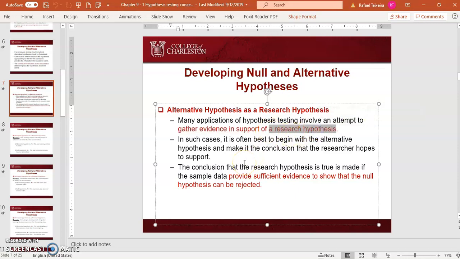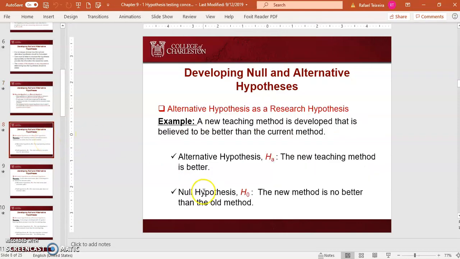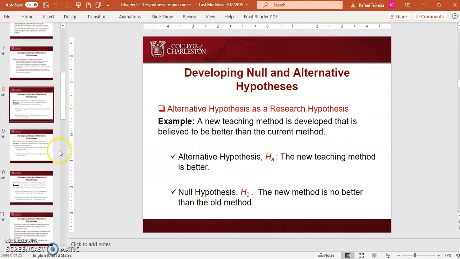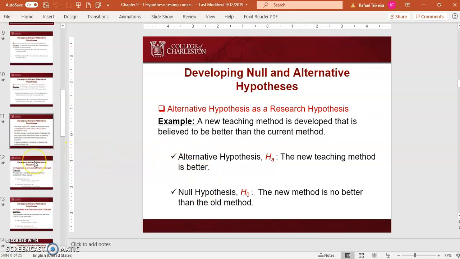We want to prove that announcing on TV sells more than announcing on radio, for example. In such cases, it's often best to begin with the alternative hypothesis. This is what I was doing. Okay. The conclusion is that the research hypothesis is supported if the sample gives data that provides evidence for one or the other hypothesis. This is what we're going to learn in the next video. This is how we test it, gathering sample data and testing.